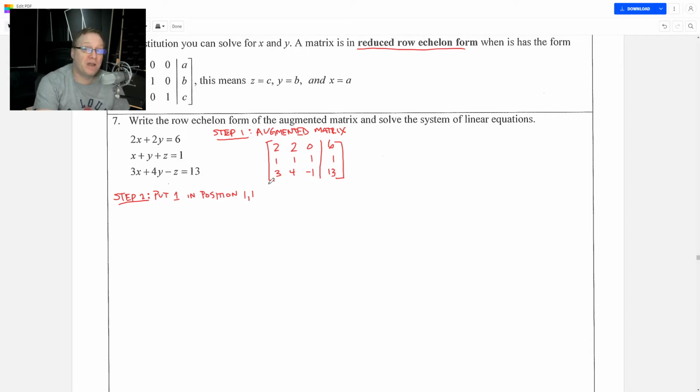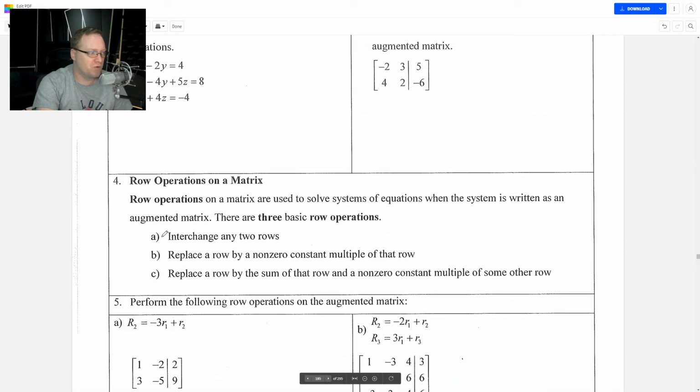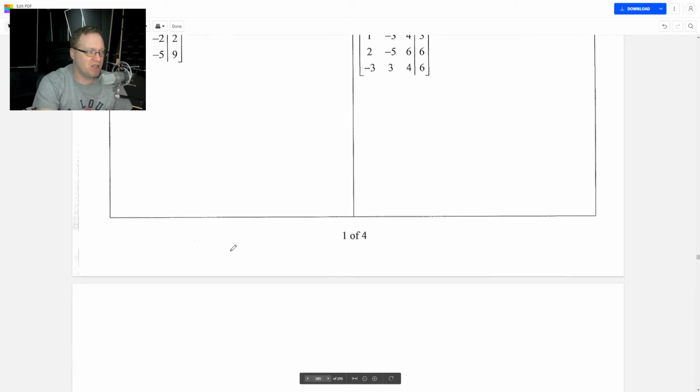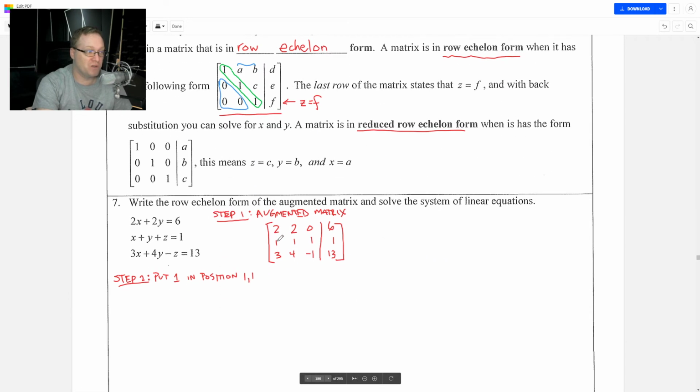Now how do we do that? We have to use the row operations that we learned, not yesterday, on Friday. So the row operations, remember what row operations can we use? We can interchange any rows. So one way we could do this is we could just switch these two rows.